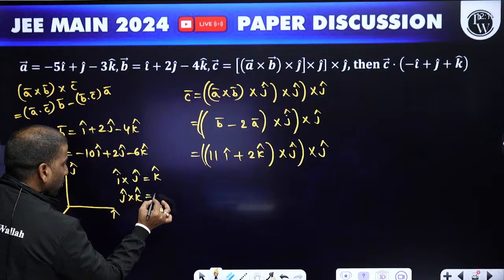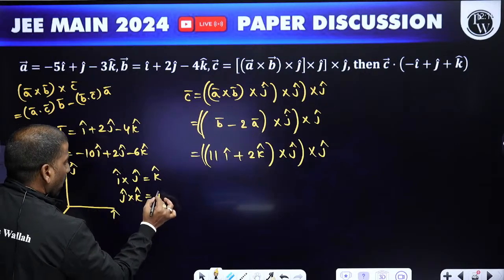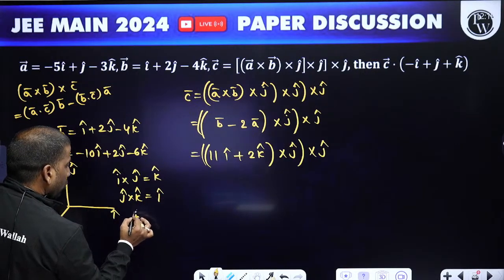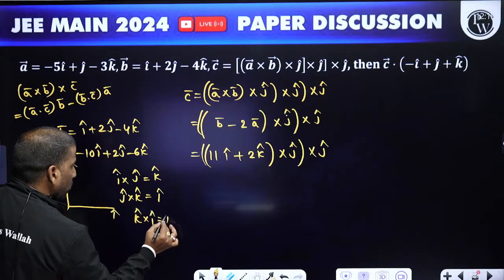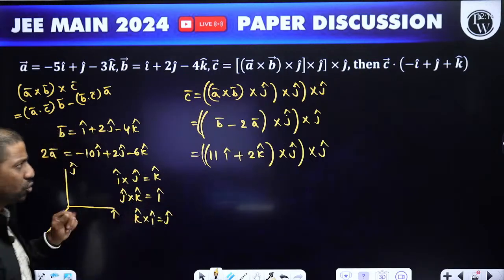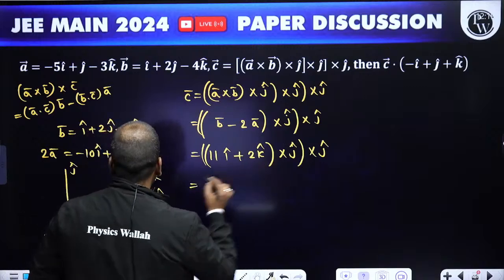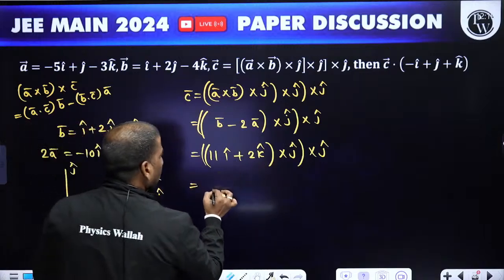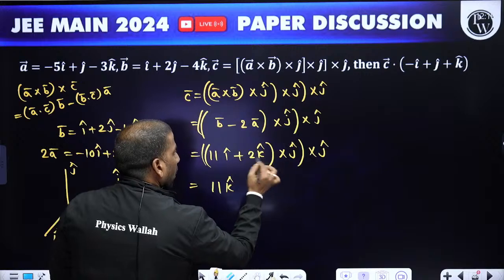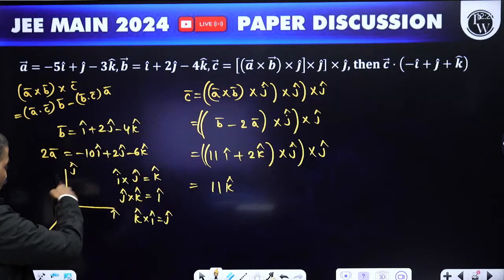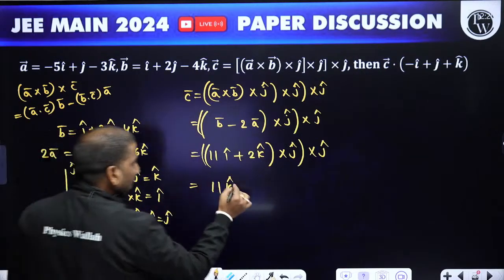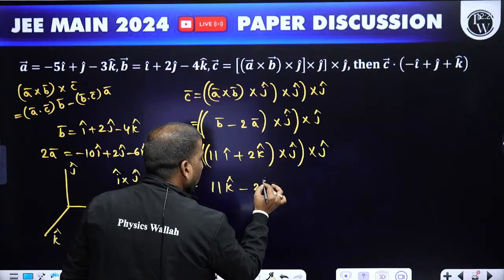j cross k is equal to i cap. k cross i is equal to j cap. We know this, so let us use it directly. i cross j, what is i cross j? k. So 11 k cap. k cross j, not j cross k, reverse order, so minus i. So this is minus 2i.